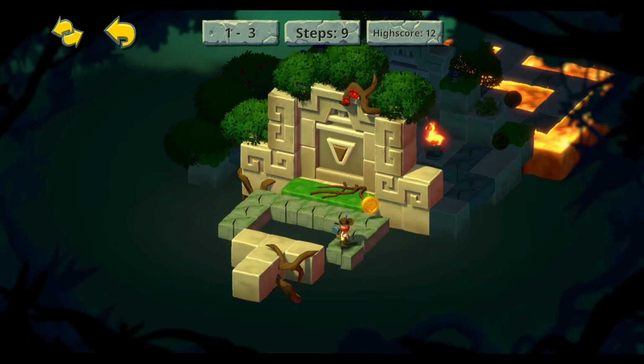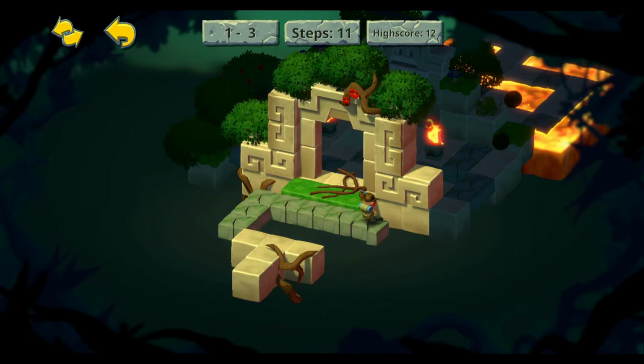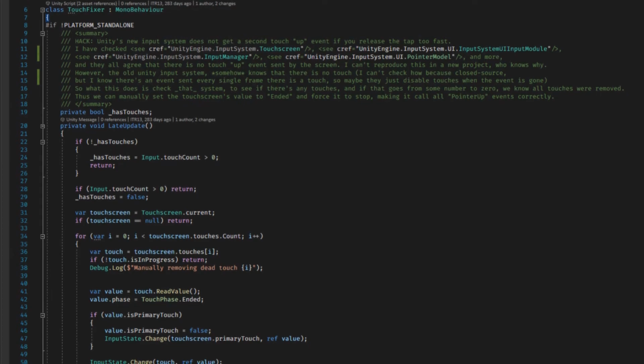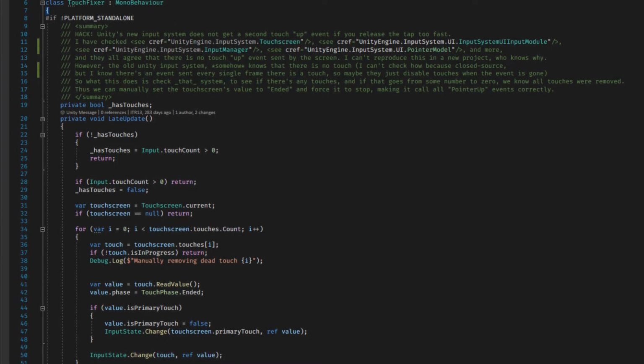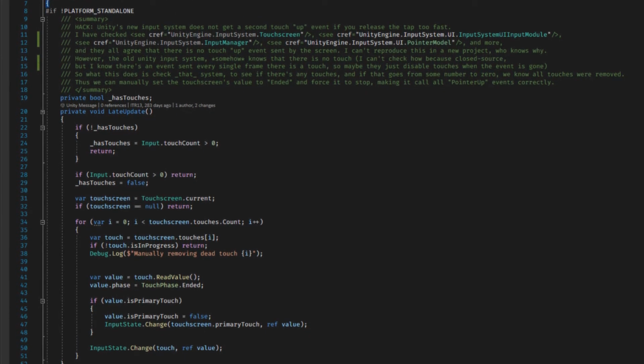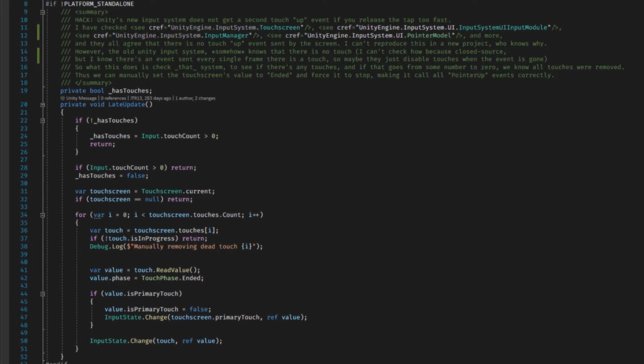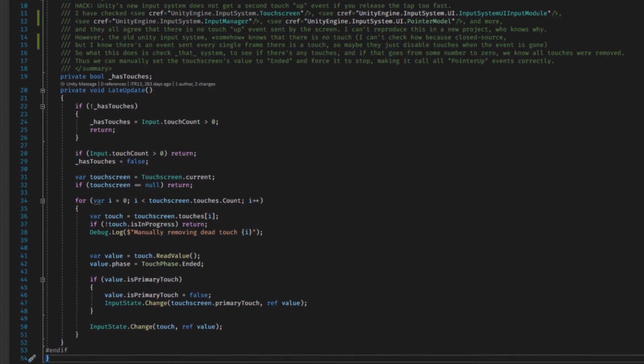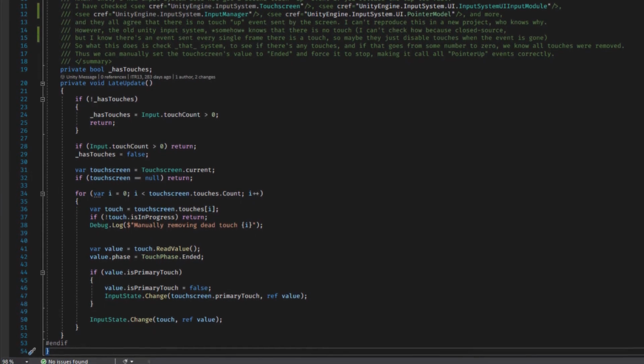However, I realized that the simple input system noticed the finger being removed. Because this was a really big bug, I ended up having to enable the old input system and then check if no fingers were on screen to remove the ghost input manually. This actually worked pretty well and is still running on all mobile versions of Rob Riches.